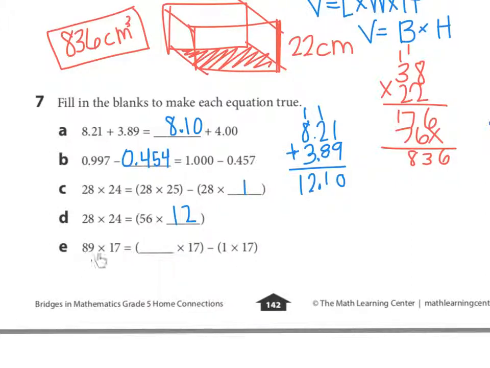What could make it easier to solve this? And I'm going to subtract one group to be 89. Oh, it must be 90 right there. Is 90 minus 1 the same as 89? Yes, it is. So this right here should be 90.